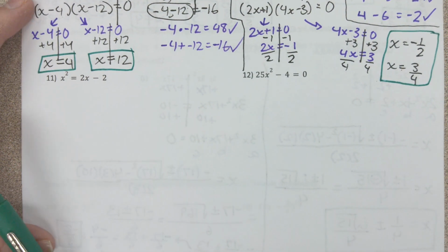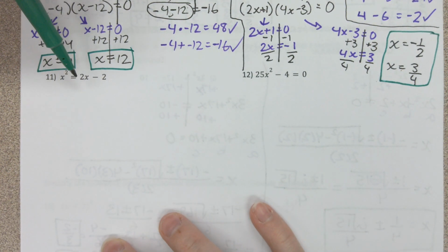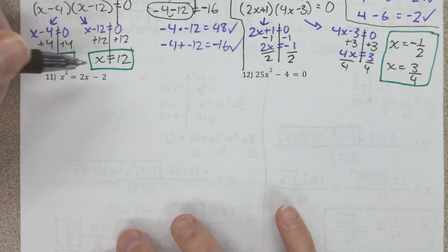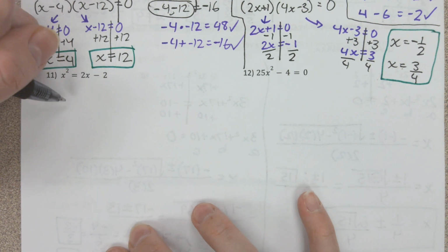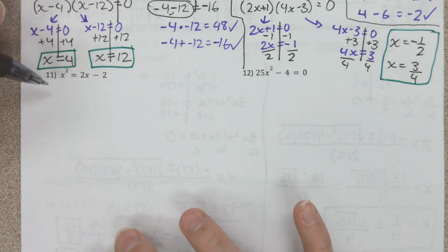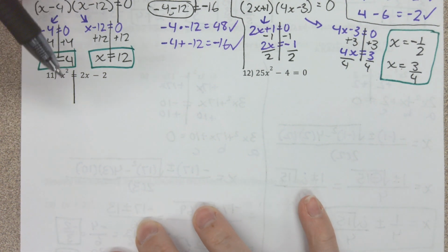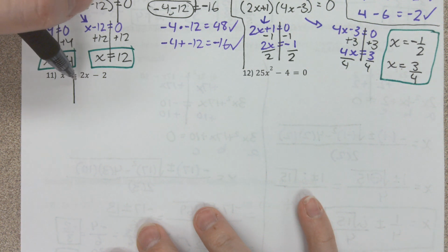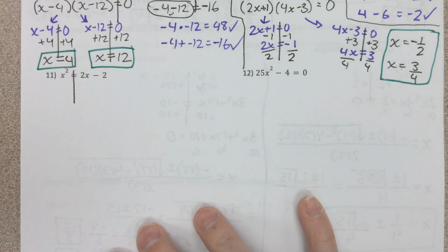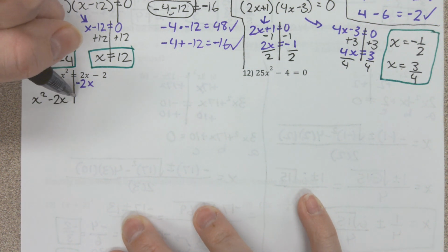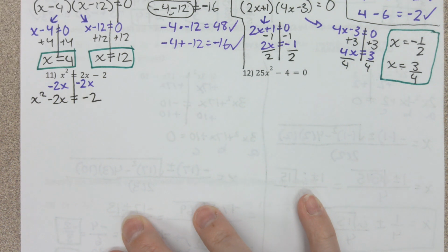Number 11, x squared equals 2x minus 2. First off, this is not ready to be solved yet. We have to get both of these to the left side first. I'll do this in 2 steps. We have a 2x here, so because it's positive, we're going to minus 2x on both sides. X squared minus 2x equals negative 2.